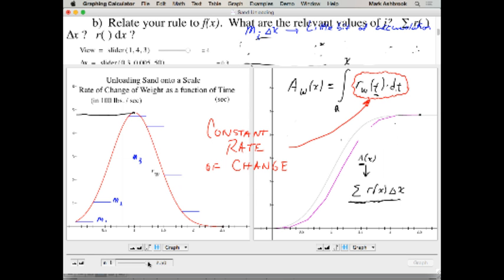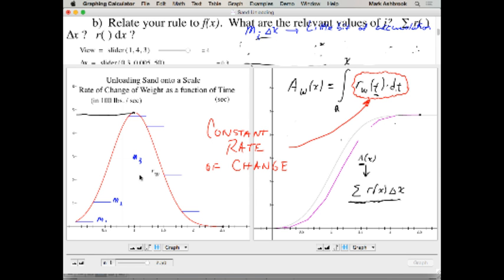So it's still an M times a small change in X. But we just thought about it in areas of boxes instead of adding it up, instead of rate of change and accumulation. So do you see what she's talking about? She's looking at the left graph or the right graph?